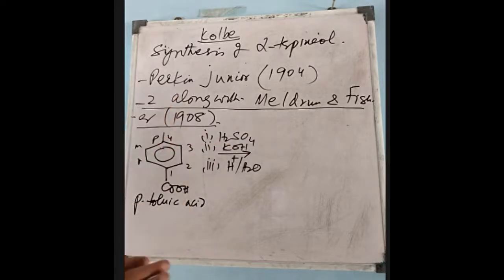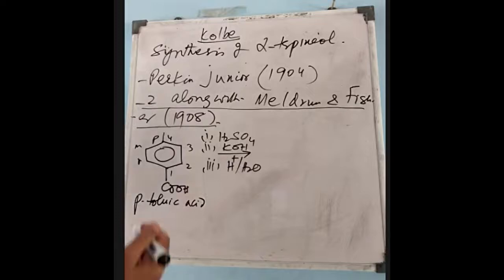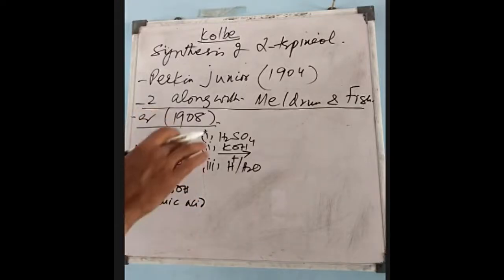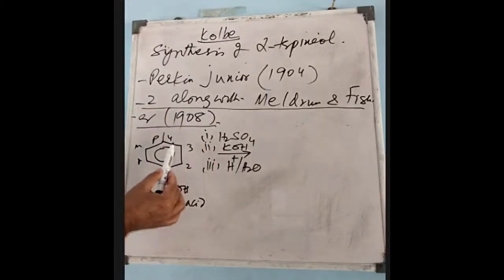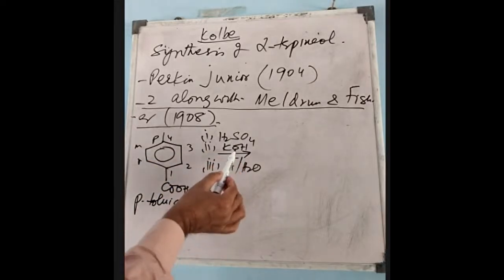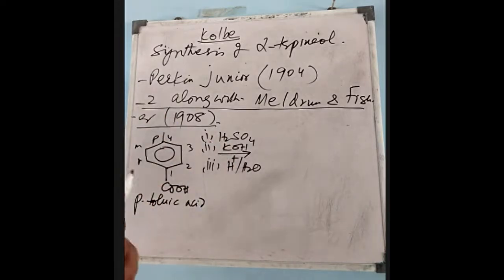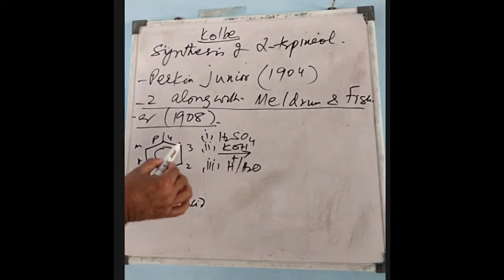That can only happen when the ring contains all electron attracting groups. Here the methyl group is an electron donating group, a ring activating, ortho para directing group. The carboxylic group is an electron attracting group, a ring deactivating, meta directing group. So now when the hydroxy group is introduced, first it is sulfonated, then its salt is prepared, and then followed by hydrolysis. The next problem is at which position the hydroxy group will be introduced.